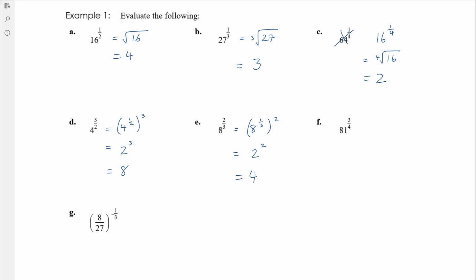81 to the power of 3/4, so it is 81 to the power of a quarter, and then cubed. The fourth root of 81 is 3. 3 to the power of 4 is 81, so it's 3 cubed, and therefore 27.